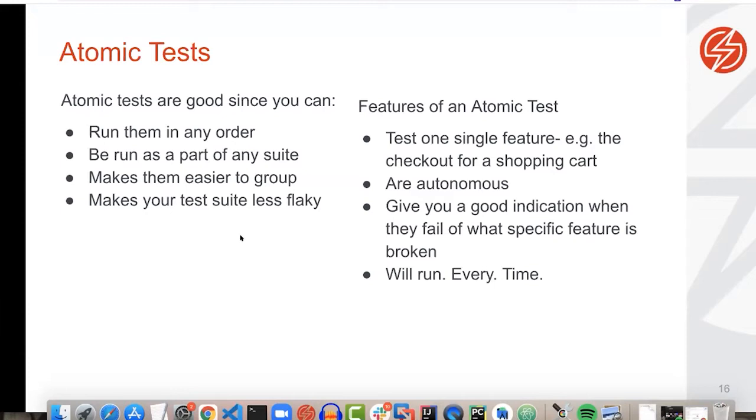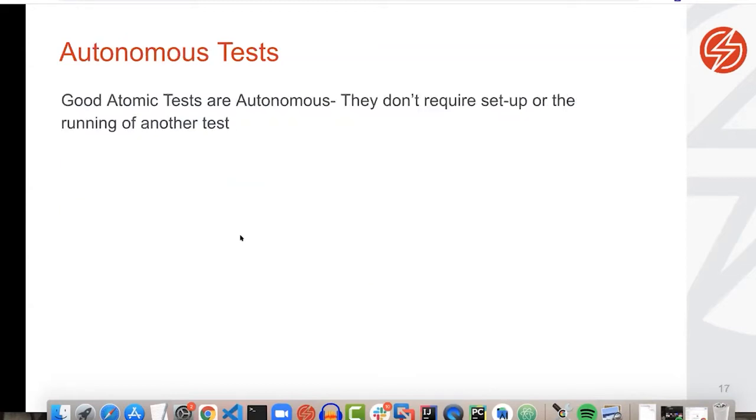It's also better because when you're debugging and looking at what failed and passed, it gives you a good indication of what specific feature is broken. When this test fails, you're more likely to know what's broken. A good atomic test will run every time. It doesn't have to pass, but it will at least run. Autonomous means that it doesn't require setup or the running of another test. And if you think about it, it makes sense that you might have tests that depend on others, right? If you're going through the Swag Labs app, the first thing you do is log in.